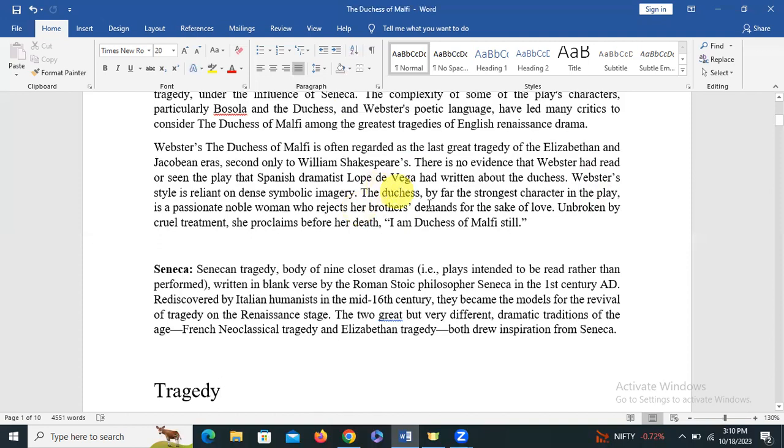The Duchess, by far the strongest character in the play, is a passionate noblewoman who rejects her brothers' demands for the sake of love. Unbroken by cruel treatment, she proclaims before her death, "I am Duchess of Malfi still."